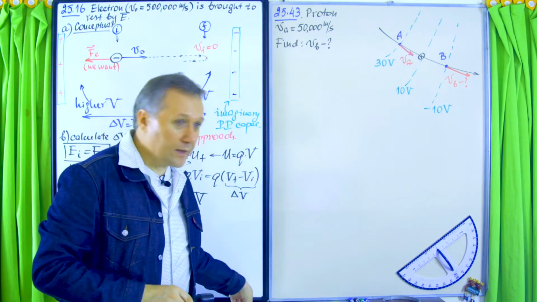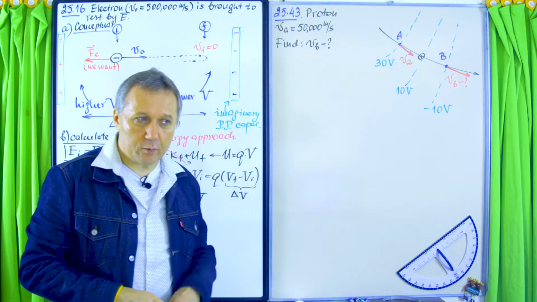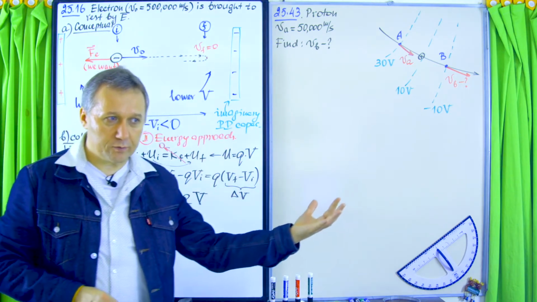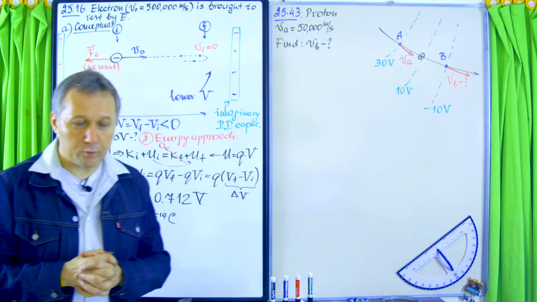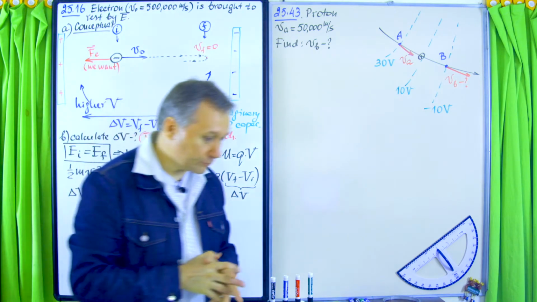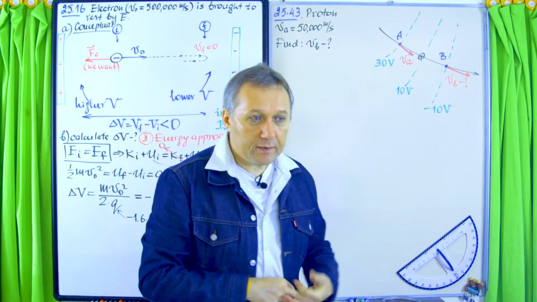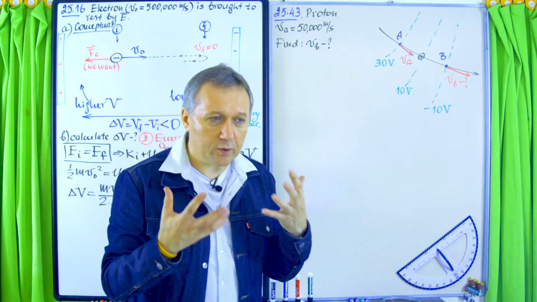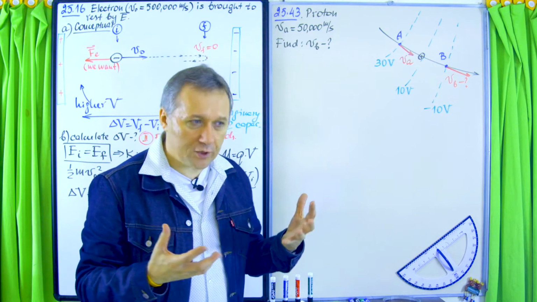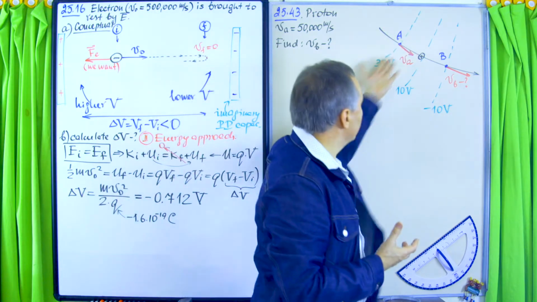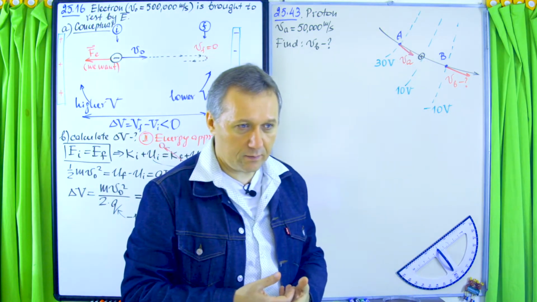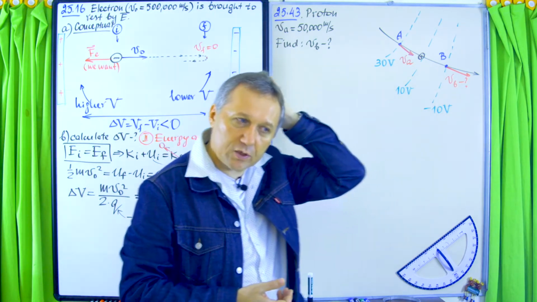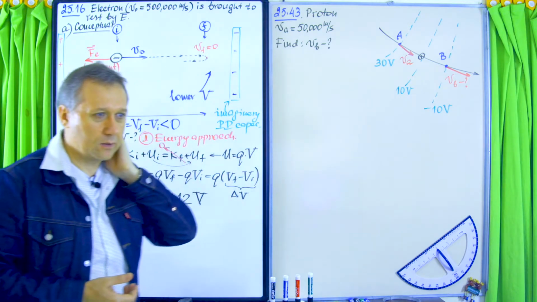So again, now we have two approaches, equally strong, equally powerful: force approach or energy approach. Which approach should we use here? Again, let's look at what is given. Which information about the electric field is given? Not much, actually. We only see three equipotential lines. We don't know what is between them, right? So only information about three equipotential lines, right?